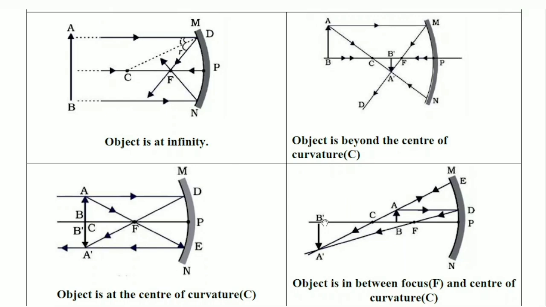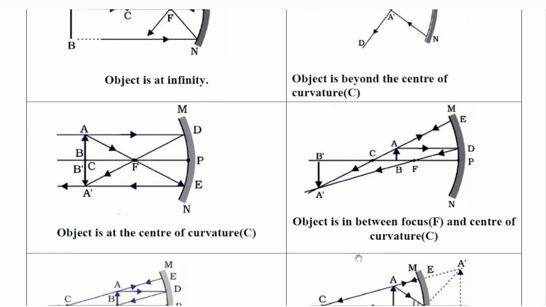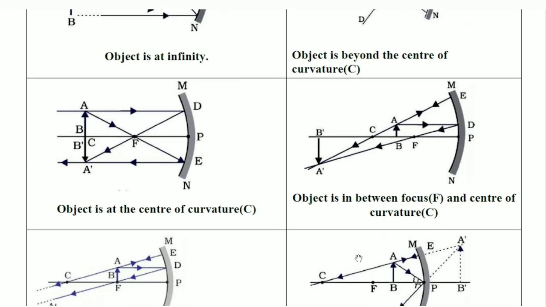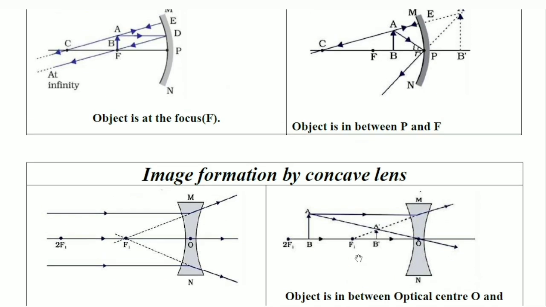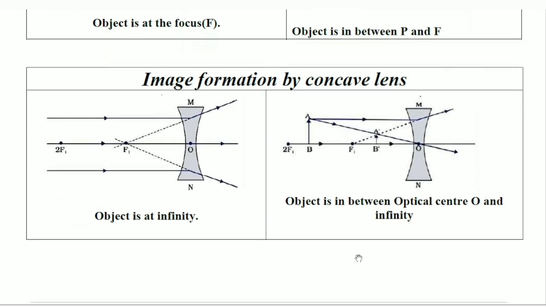So if you have a doubt, pause this and learn, because in the textbook you would have to search everywhere. Instead of that, if you are watching this video, you can pause it and practice all the ray diagrams I have given together. Next, image formation by a convex lens. Here also I have given when the object is at infinity. Here, when the object is in between the optical center and infinity.